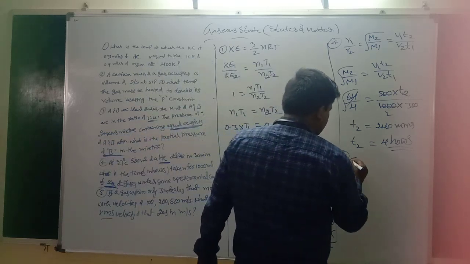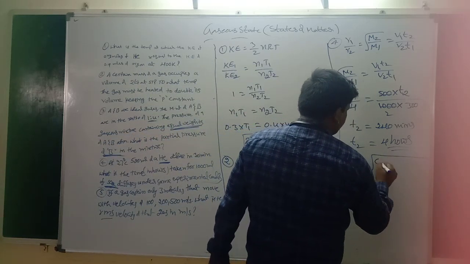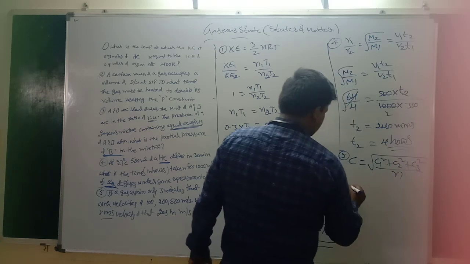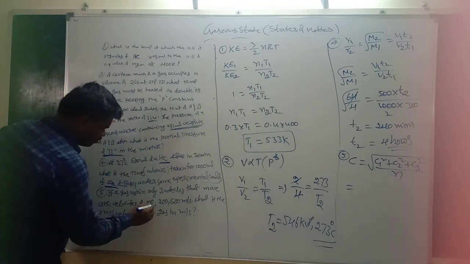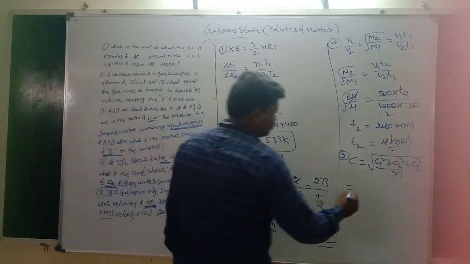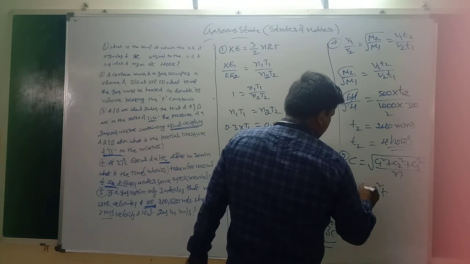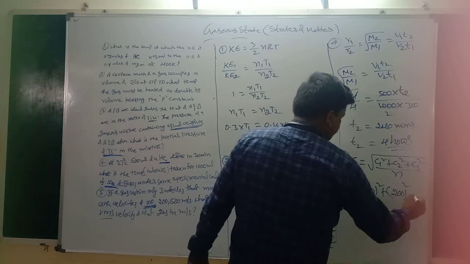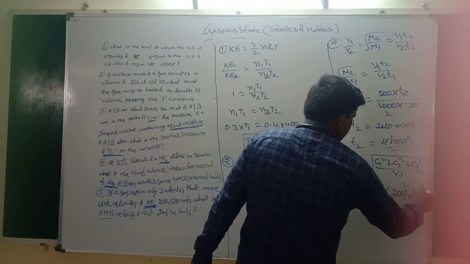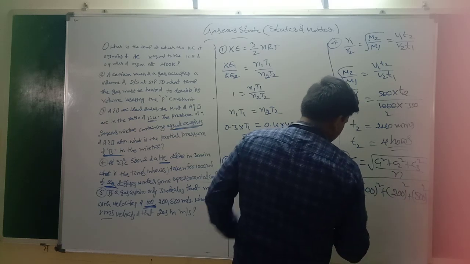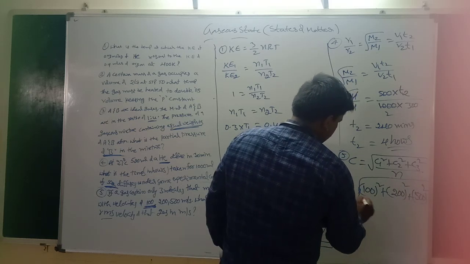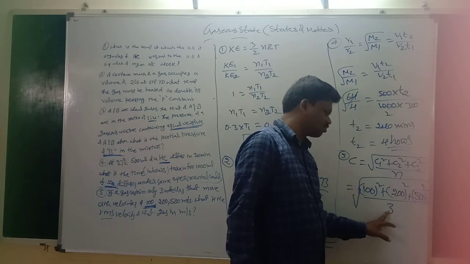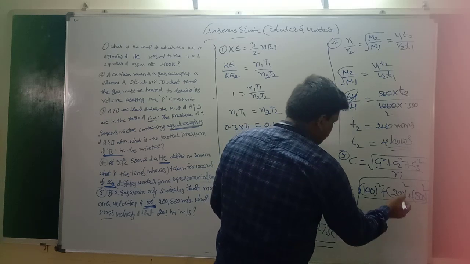Then RMS velocity C equal to the square root of C1 square plus C2 square plus C3 square by n. Here C1 means the first velocity 100, and C2 is the second velocity 200, and C3 is the third one 500. And the total number of molecules is 3, and simplify and get the answer.